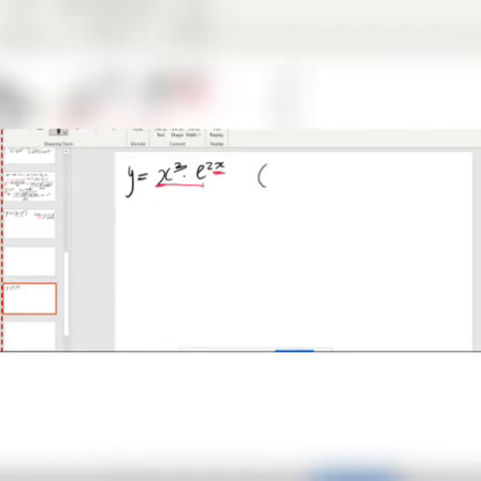Even if it was something like x cubed multiplied by sine x, you've got an x cubed function and a sine x function. So if there's two functions, just know that it's a product rule, guys.